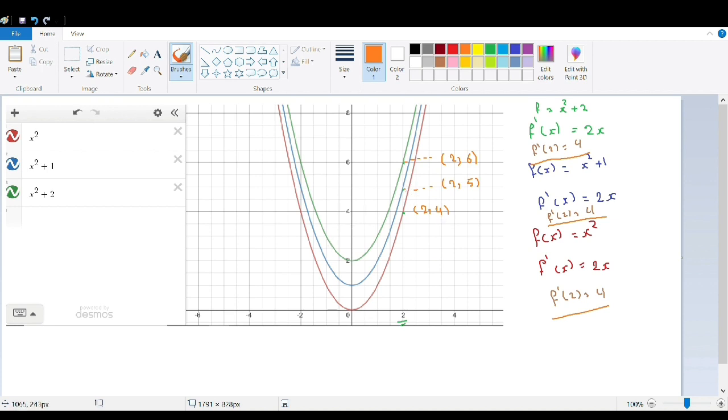Why do they have the same slope? Because they are the same function, just shifted up. Since they are a copy and paste of this function, just shifted up or down, that means they have the same slope at the same x value, but the point of tangency will be different for every one of them.